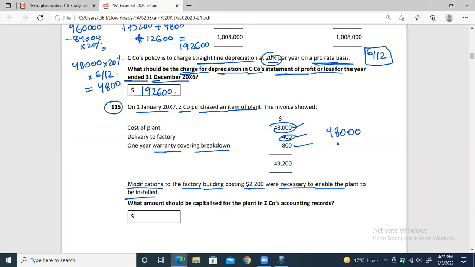So we will add these all. Let's see what is the answer. So I think this will be 50,600. Okay. So this will be the whole amount that should be capitalized, right? Only $800 is the revenue expense that is not to be covered in the capital expense.